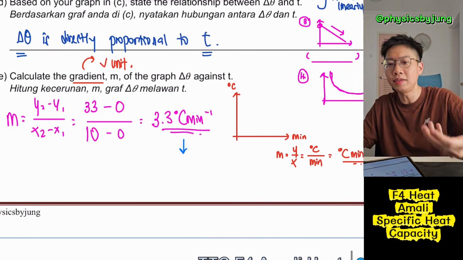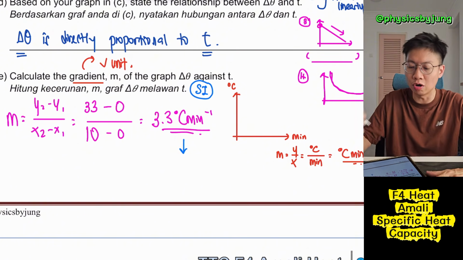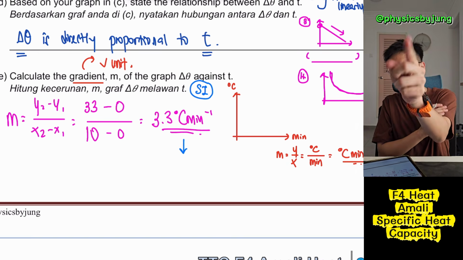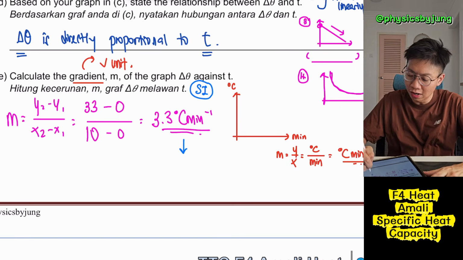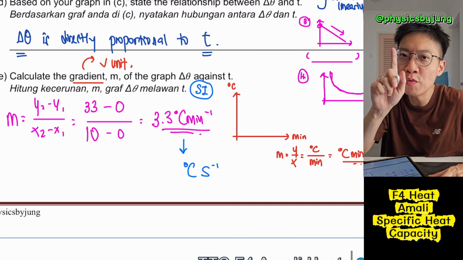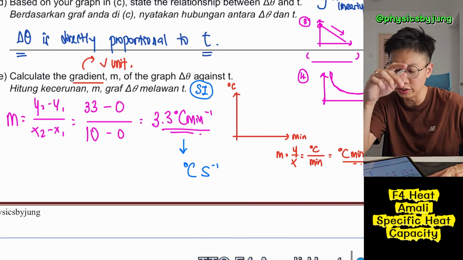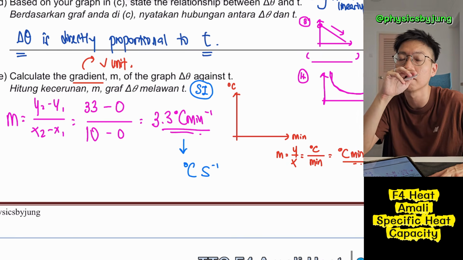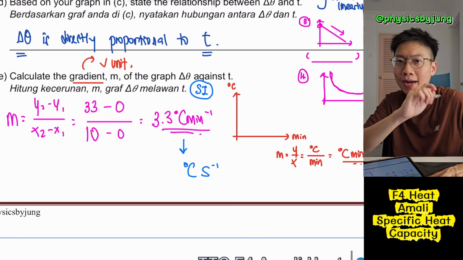Then sometimes they will say, please express your answer in terms of SI unit. So what is the problem here? Minute is not an SI unit. So we have to change this to degrees Celsius per second. Per minute means every 1 minute, your thing reduces by 3.3. So 1 minute reduces 3.3. So 1 second reduces by how much?